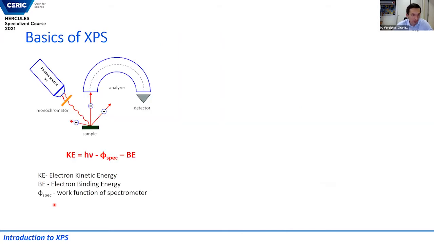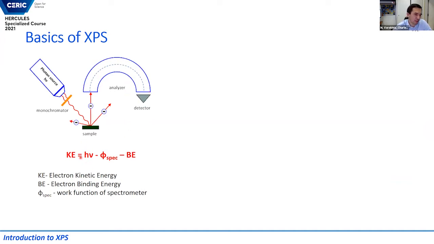And okay, the basics of XPS are quite simple. As I said, it is based on the photoelectric effect. It means that you have some source of photons, usually X-ray or in the ultraviolet region. Then you irradiate the sample, you ionize atoms at the surface, and you collect the electrons which are emitted from the surface.